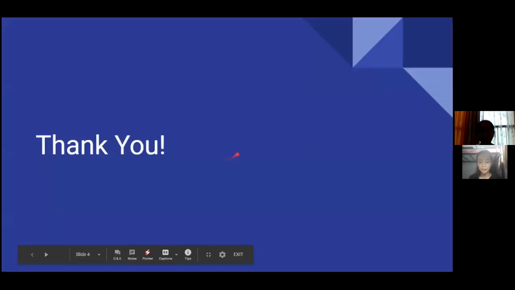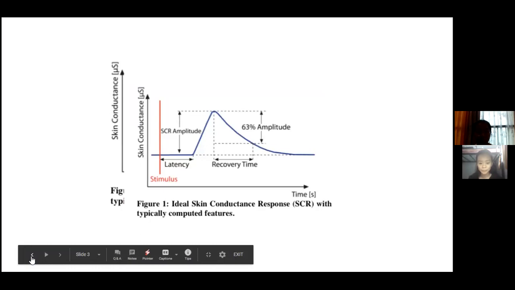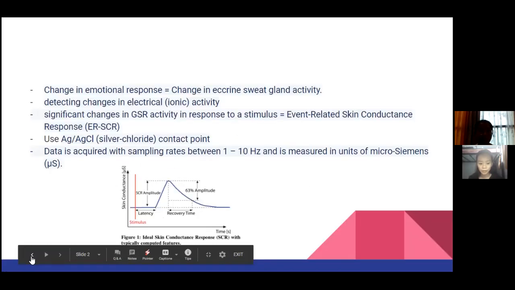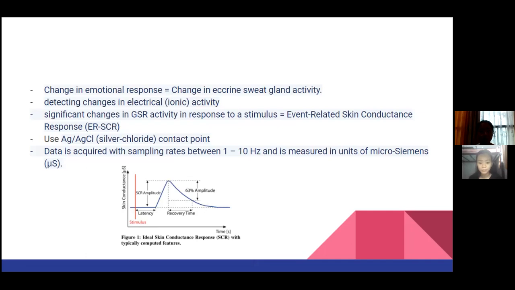Okay, are there any questions from the other group? If not, what is actually being measured? The electrical activity, which is caused by the change in eccrine sweat gland. What I mean is, what kind of physiological phenomenon is being registered, recorded here?